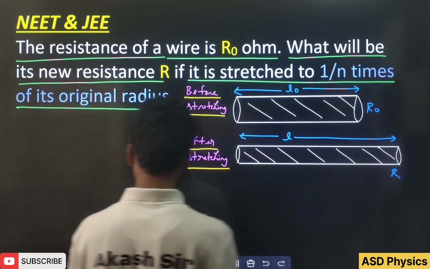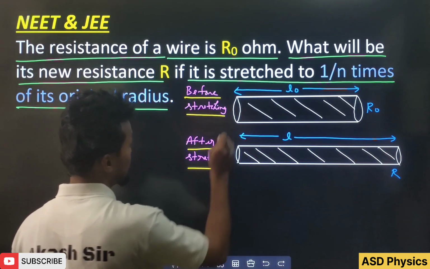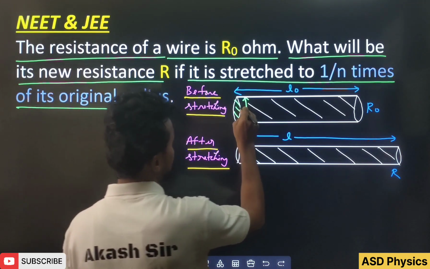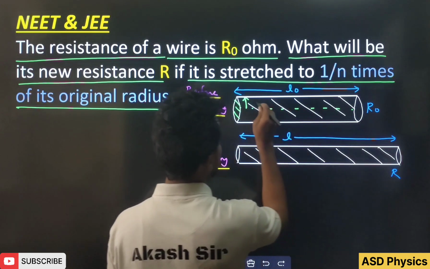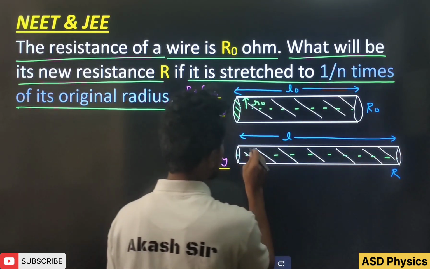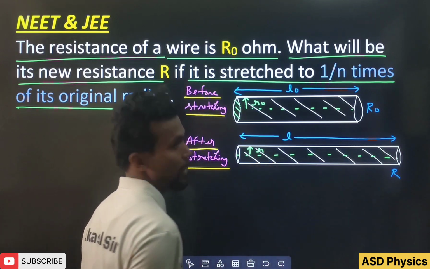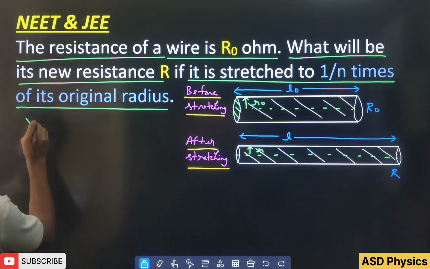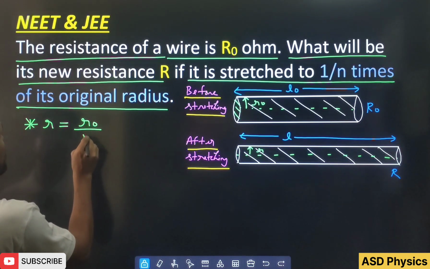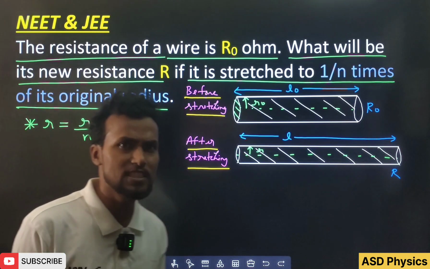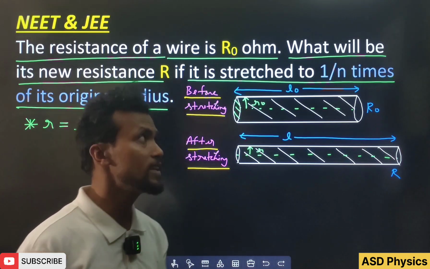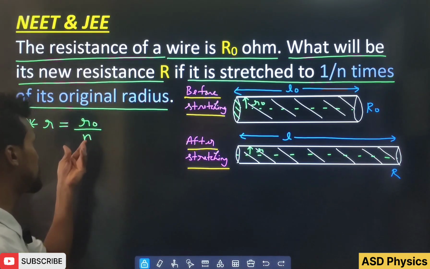Okay, but now what is given here, students? Let's take the radius. This radius, not this radius. If I draw here like this, the radius is how much? R naught. And this radius, how much is given here? R. Okay, so according to the question, this new radius is going to become R naught by n. If the radius is becoming half after stretching, the value of n will be 2. Okay, if the radius is becoming 1 by third, the value of n will be 3.